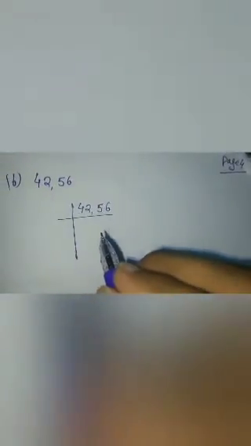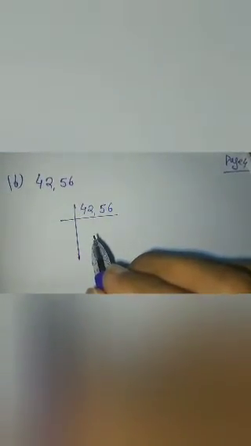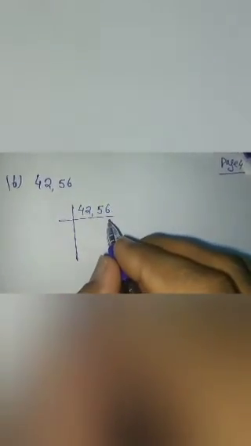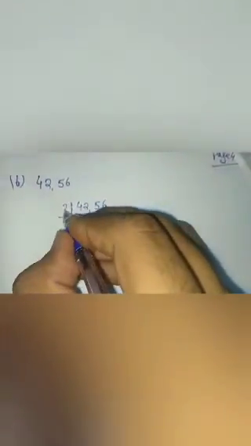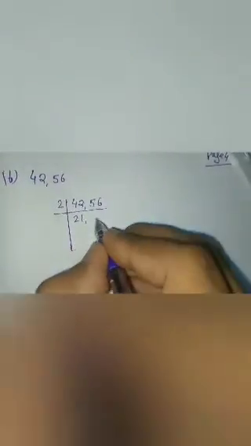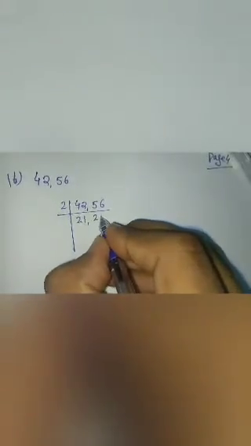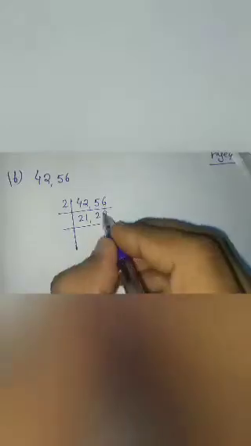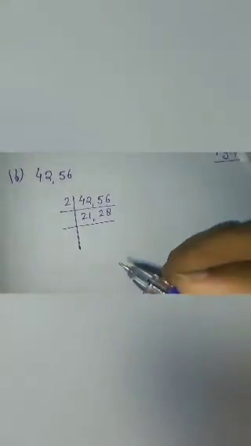You know that in 42 the ones digit is 2, so it will be divisible by 2, and in 56 the ones digit is 6, so it is also divisible by 2. So we will divide it with the help of 2. 2 twos are 4, 2 ones are 2, then 2 twos are 4, 2 eights are 16. We have divided it by 2 here. OK, if you want, you can divide it in rough and check.